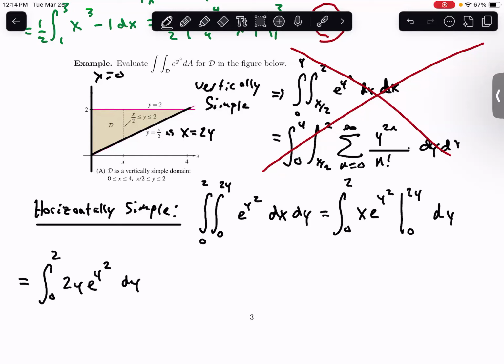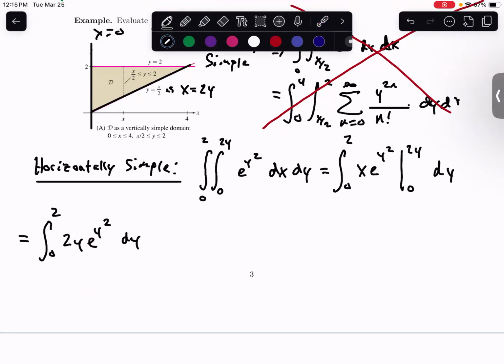And now we have something we can play with, right? We can use u substitution to find what this integral is going to be. If we let u be equal to y squared, if you take the derivative, it just becomes 2y. And now we have an easy integral that we can compute. So we can let u be equal to y squared. du is then going to be 2y dy. And so this is going to be equal to the integral of e to the u du. So it simplifies very nicely.